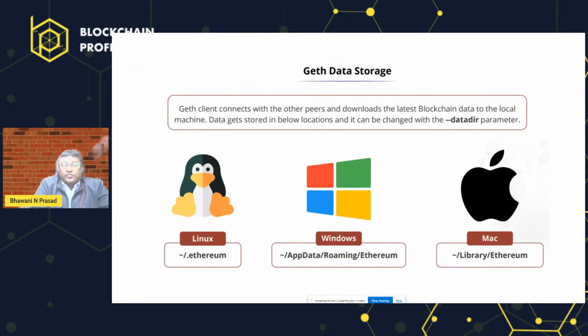Then for Geth data storage, on Linux you have a folder like this. On Windows we have AppData Roaming Ethereum. On Mac we have Library Ethereum. Okay, so the main parameter is datadir, through which you can access your storage.